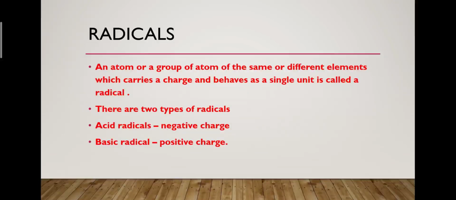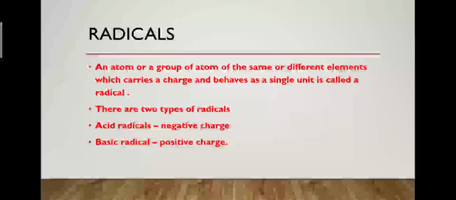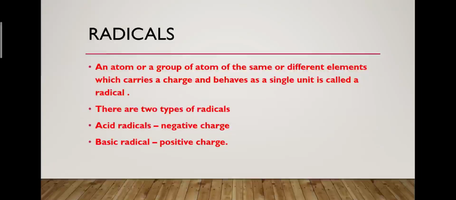Don't get confused about what radicals are. It is the same thing which you studied in your previous classes, that is ions, cations and anions. Basic radicals are also called cations, and acid radicals are also called anions, or we can say electronegative ions or electropositive ions. So a radical is an atom or a group of atoms which has a charge on it and behaves as a single unit.